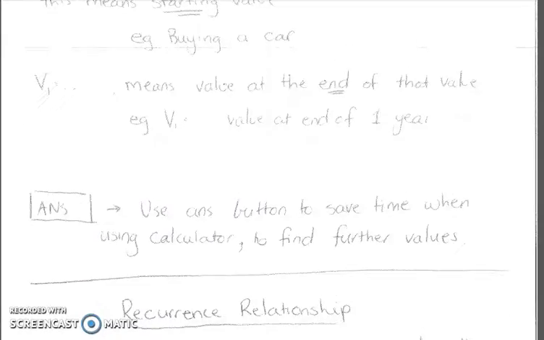If you're not using any rules and you're just really quickly trying to calculate values using V1, V2, V3, V4, you can use the ANS function on your calculator and just keep hitting enter and just count how many times you hit enter to find further values.